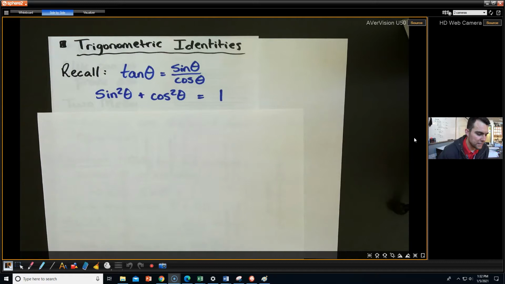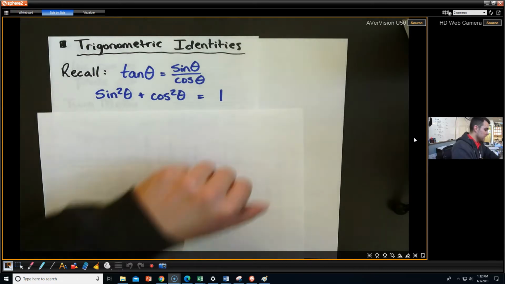We're going to be looking at some trigonometric identities. We kind of already talked about them a little bit when we were looking at the unit circle, and these were kind of like the two main ones that we determined and we proved. So let's actually give them some names so we can refer to them.